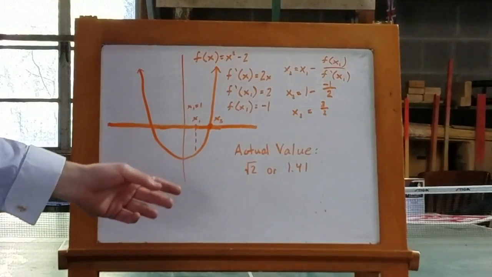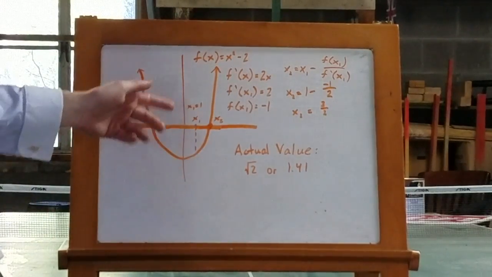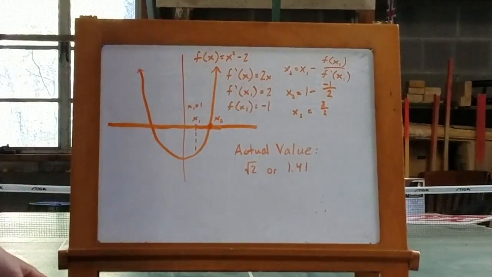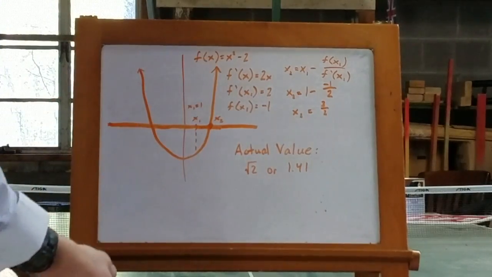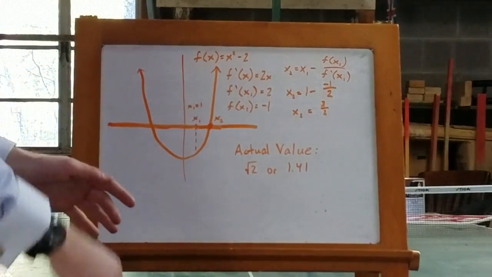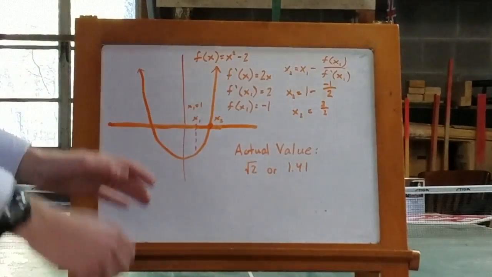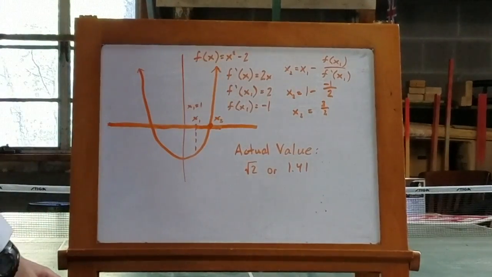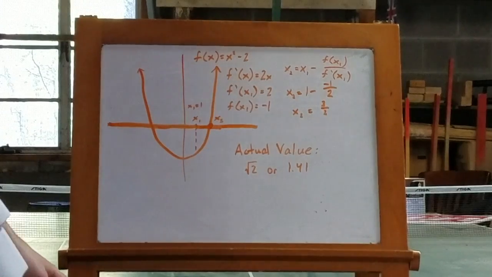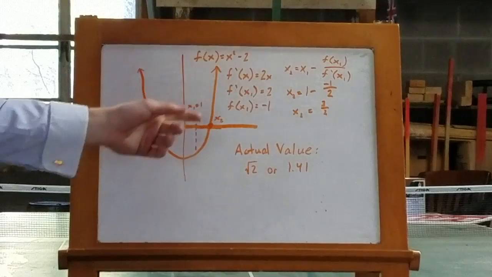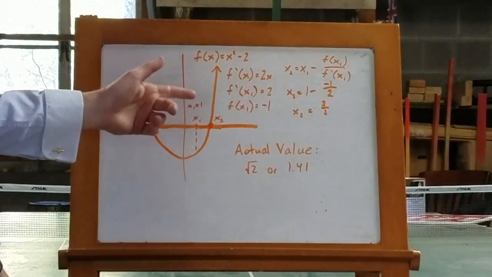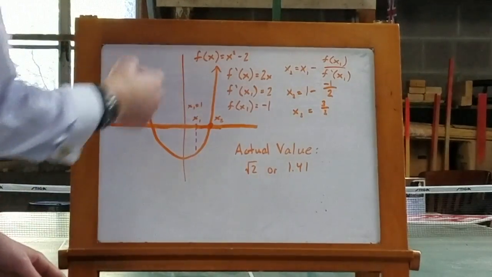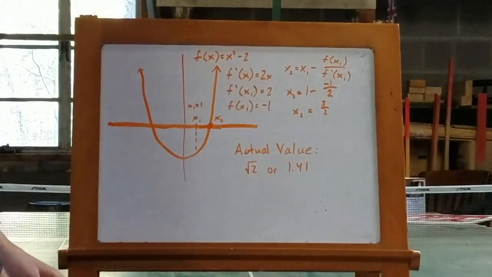Now, if you want to find f of x1, you can just plug that into the function f of x. So f of 1 is equal to 1 minus 2, which is equal to negative 1. Now, of course, a little bit more tricky, I'd say, is finding f prime of x1. Now, f prime, using the derivative of f of x, would be equal to 2x. Now, if you want to plug in 1, which is x1, into that function, you get 2 times 1, which is equal to 2.